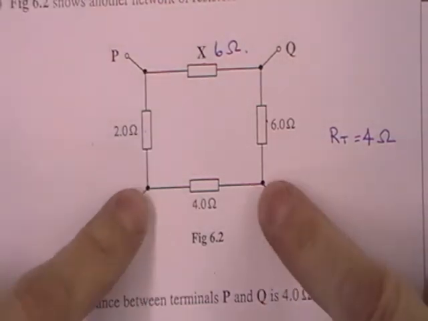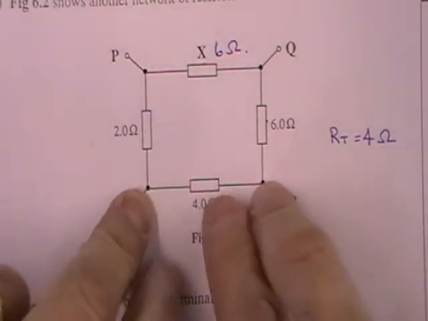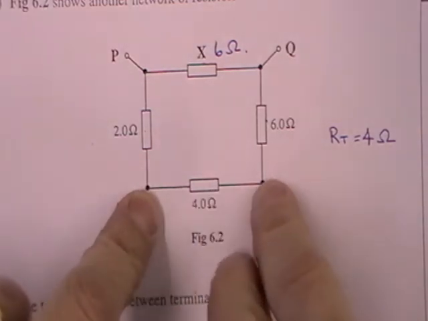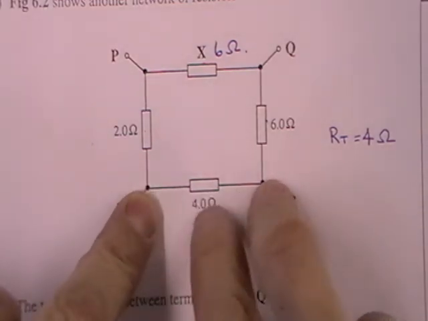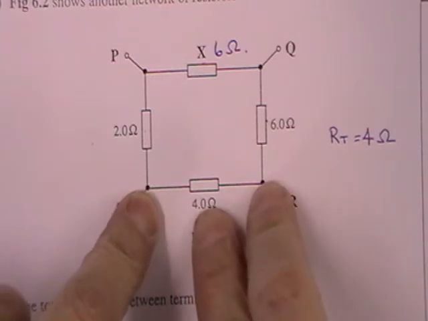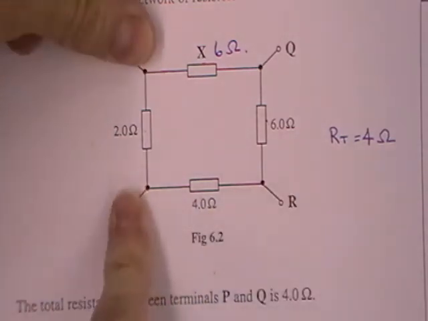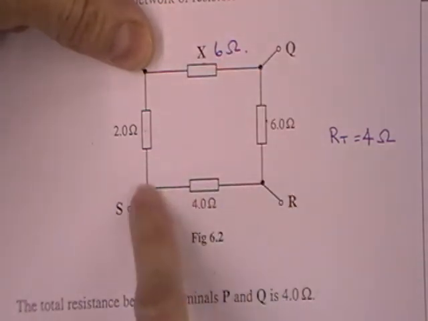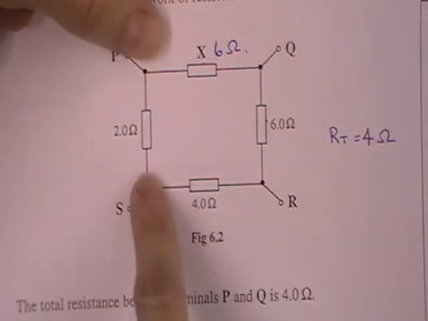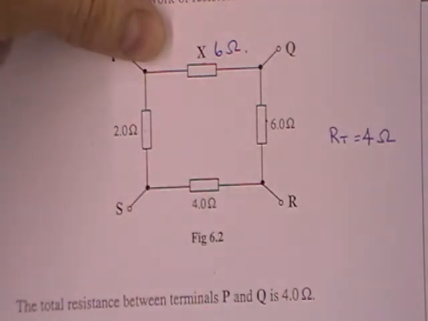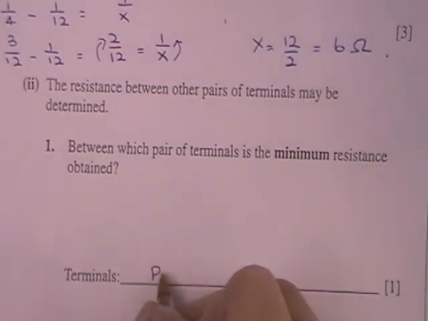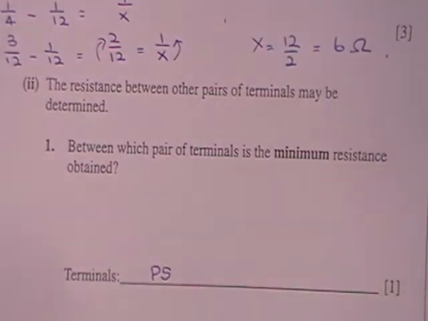If you took between here and here, you've got 4 here, and you've got 6 and 6 is 12 and 2 is 14. So your minimum resistance is going to be less than 4. So that's the best option so far. If you took between here and here, you have got a 2 and you've got 12 plus 4 is 16, but your minimum resistance is going to be less than 2. And so there's your answer, between P and S, because you've got the smallest resistor on its own in parallel with the rest.